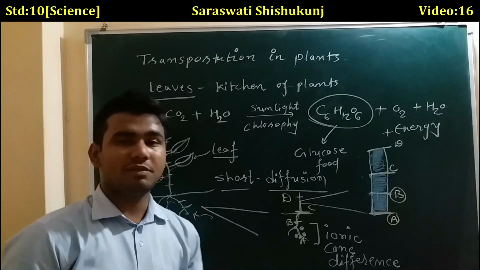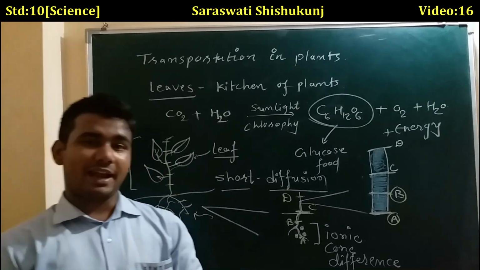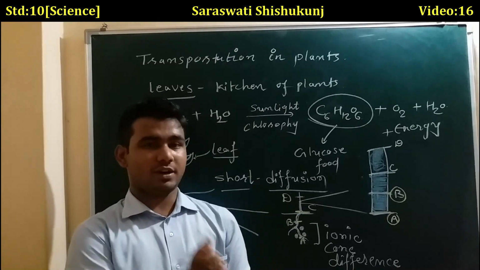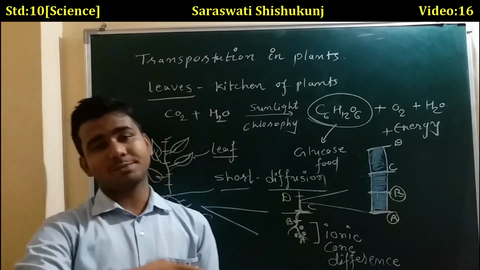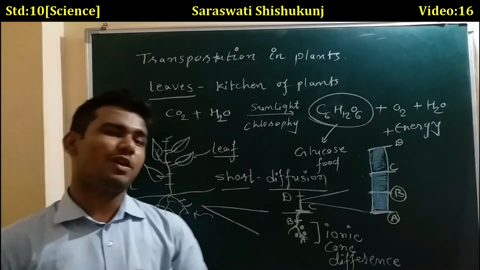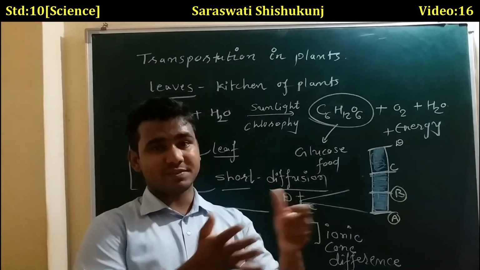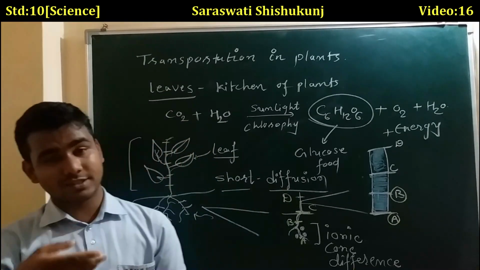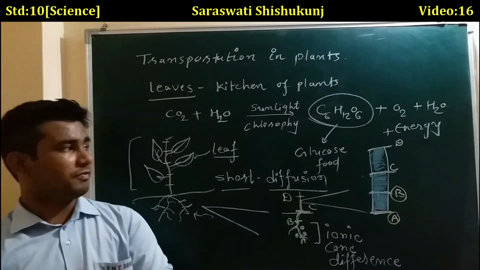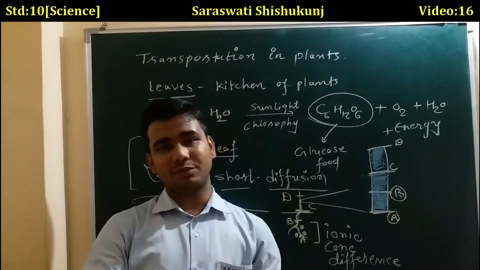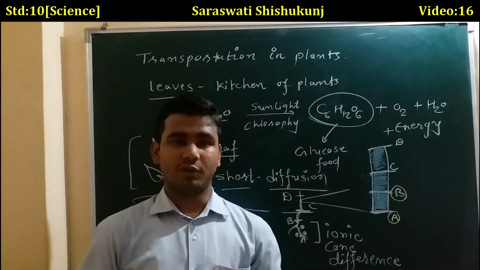In such a case, we will require some systems, and the system for transportation of water will be different from the one for transportation of food. For transportation of water, we have the system of xylem, and for transportation of nutrients or salts, we have the system of phloem. So let's see how the system of xylem and the system of phloem work.